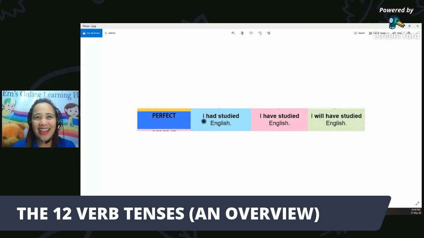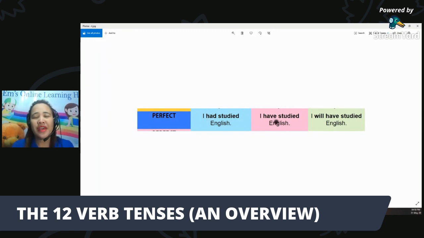Okay? So again, I had studied English. I had studied English before science class. All right. So you completed studying English before you started your science class. Okay. So that is for the past perfect. You use "had." "Had" there is in the past, singular or plural, it's in the past perfect.